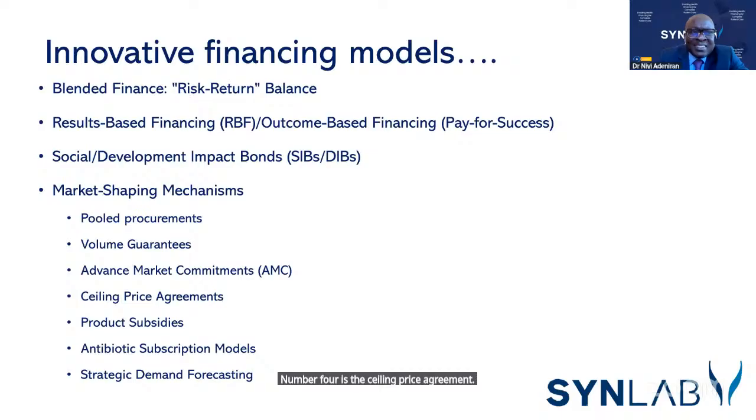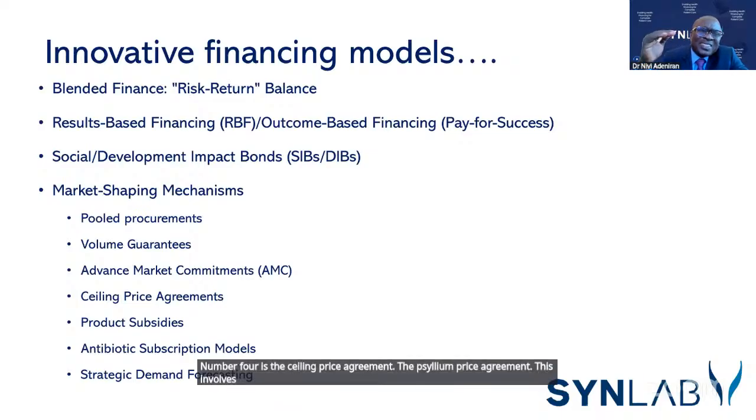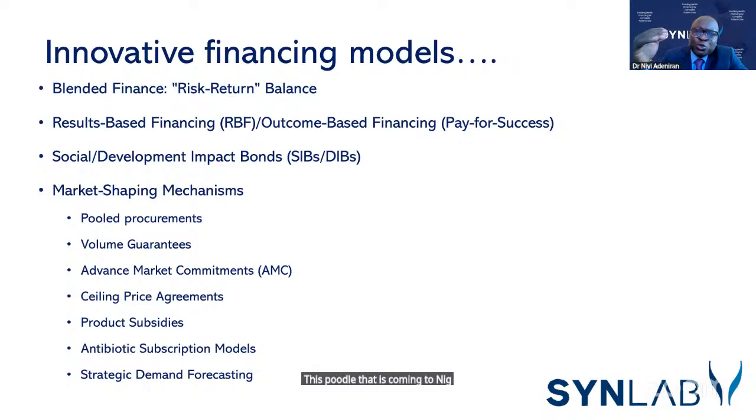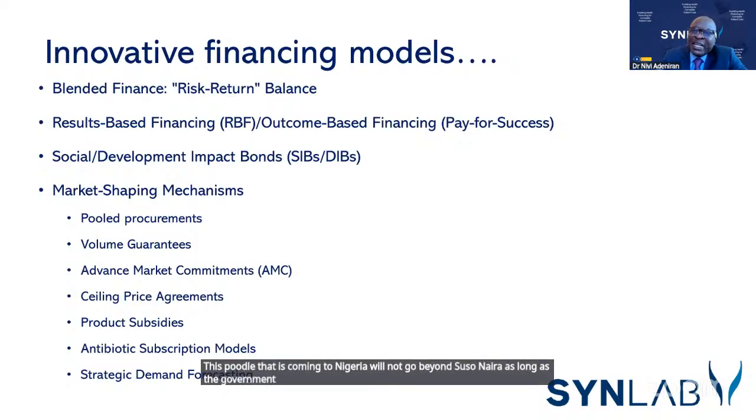The ceiling price agreement. This involves manufacturers capping the maximum price of a product for specific regions or countries, often in exchange for guaranteed demand or regulatory support. So there will be an agreement. Manufacturers will place a cap, a ceiling to the price of this. Okay, this product that is coming to Nigeria will not go beyond so many naira, as long as the government or the donor will assure us that you will buy so much volume of the product.